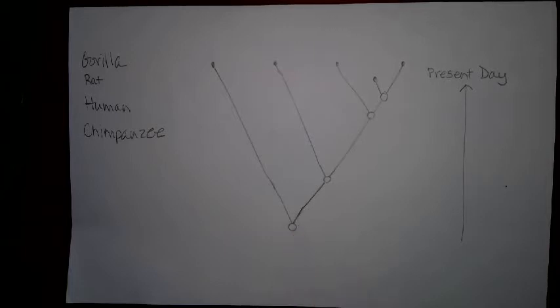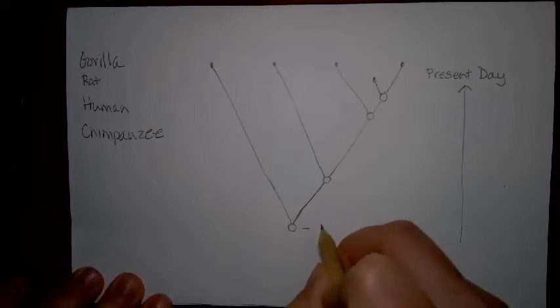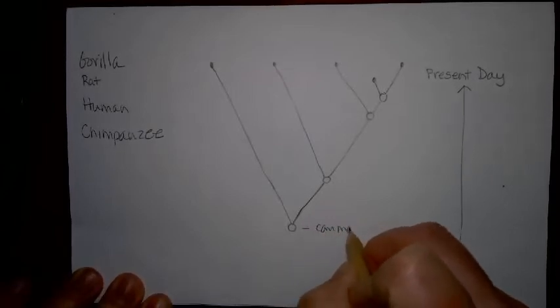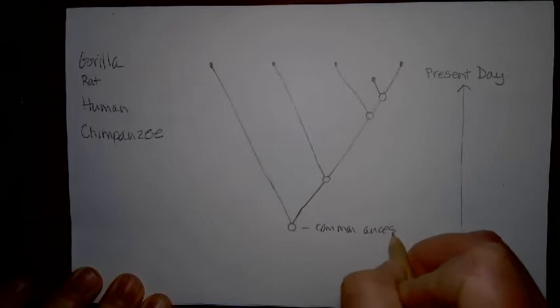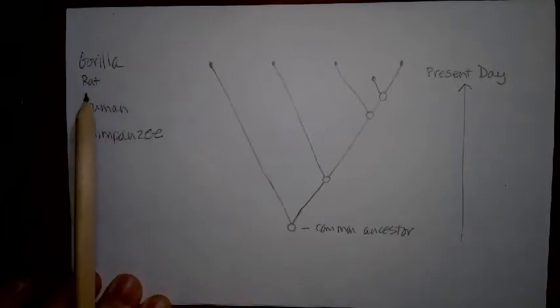This is what we call an evolutionary tree diagram. So we're starting down here with what we call a common ancestor. Now, I have 4 species listed over here: gorilla, rat, human, and chimpanzee, and they talked about these in your videos that you should be watching in my weekly slide presentations.